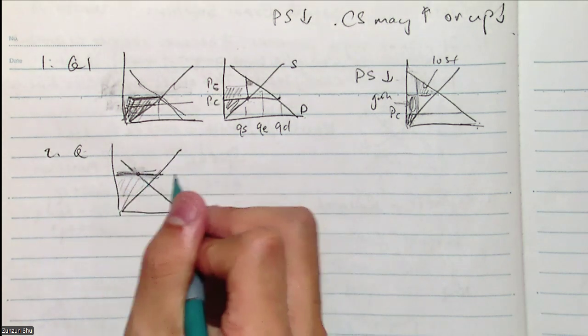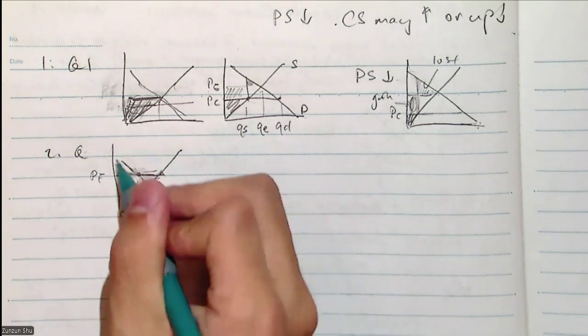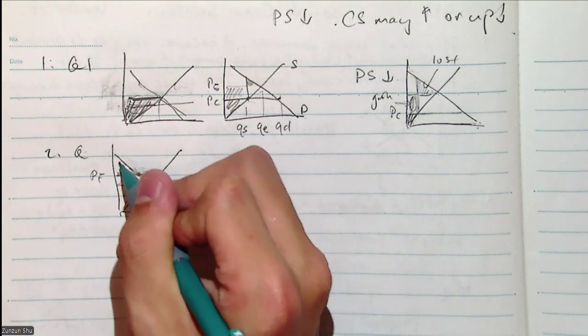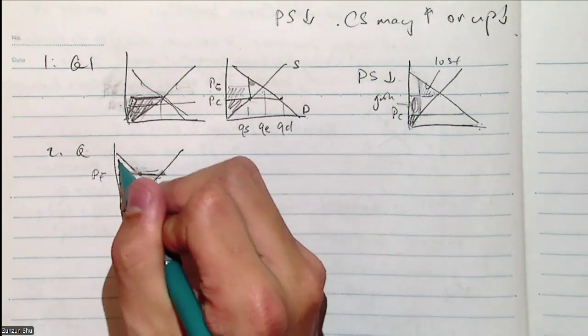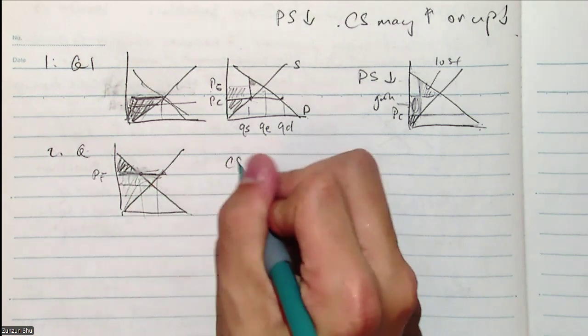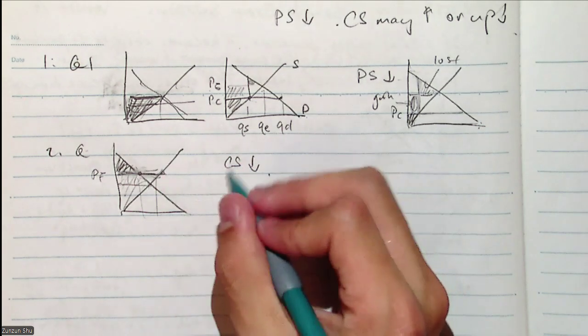So with this, we have a surplus with the price floor. You'll realize that consumer surplus definitely decreases. Previously it's this big triangle, but now it's only this smaller one. So consumer surplus definitely decreases. But as for producer surplus, that may decrease or increase.